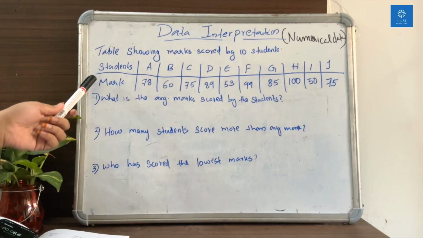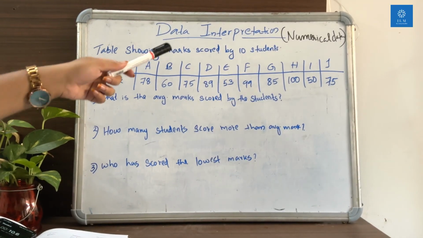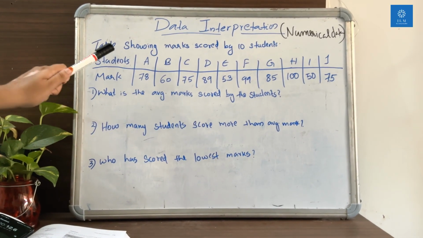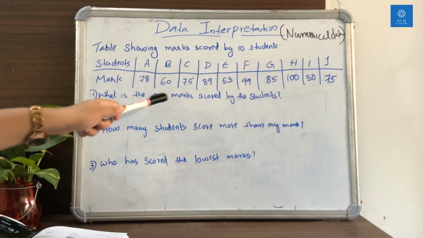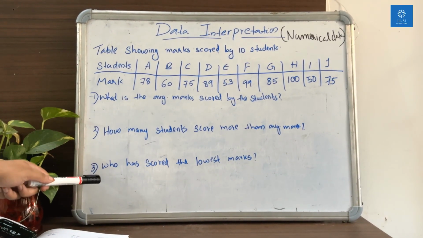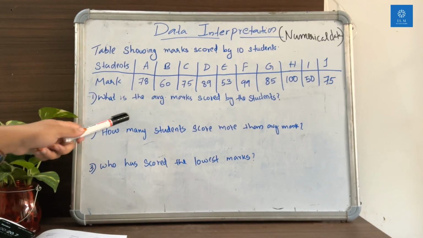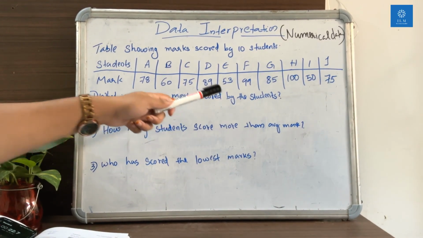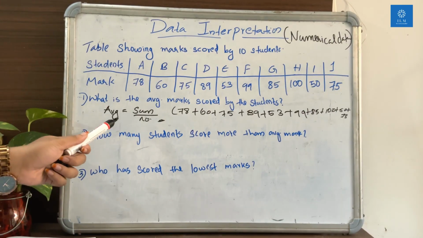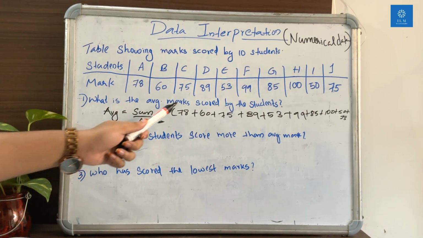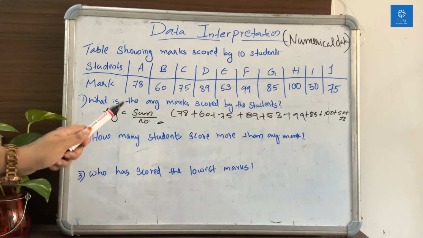Here the question is, the table is showing marks scored by 10 students. So students and marks scored, it's there in the table. And based on this table, we have to answer these 3 questions. First one is, what is the average mark scored by the students? The formula to find average is equal to sum of the given observations by number of observations.